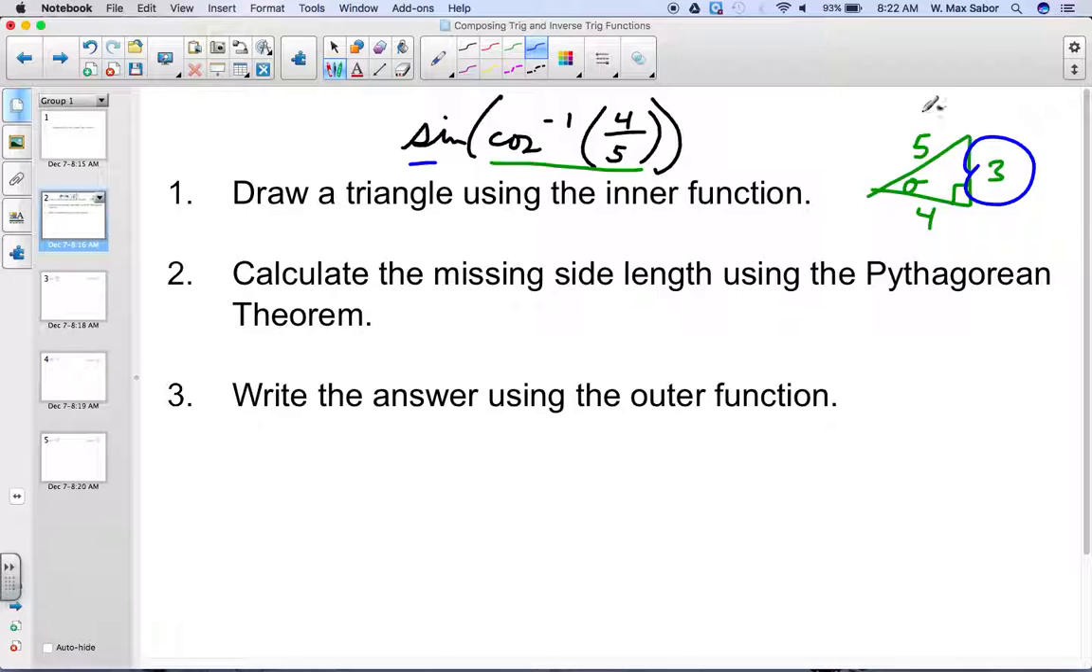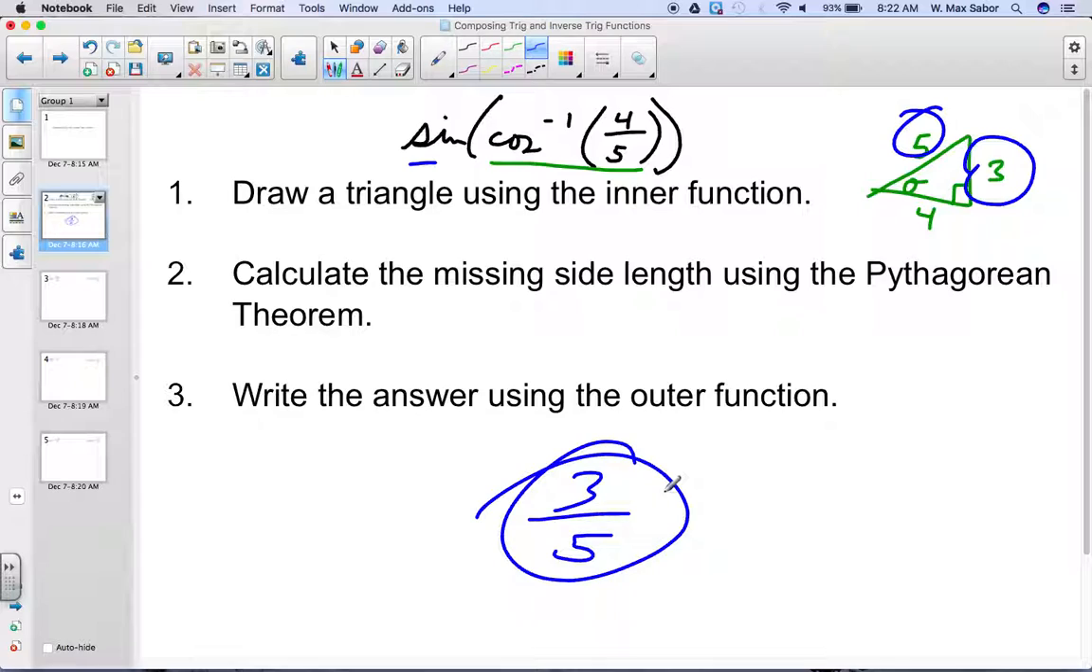So sine is opposite over hypotenuse. So our final answer would be 3/5. So draw a triangle, Pythagorean theorem, and then use the outer function.